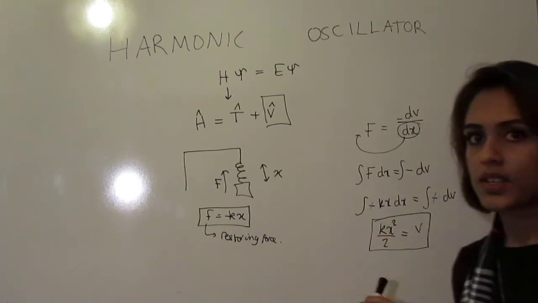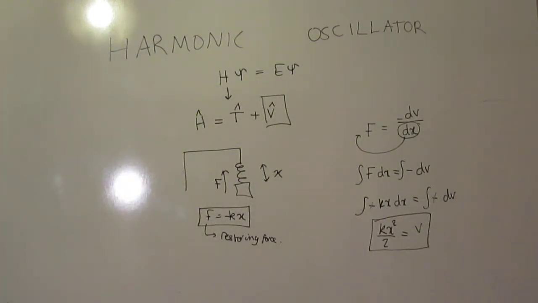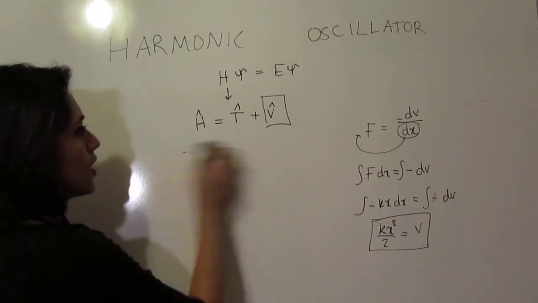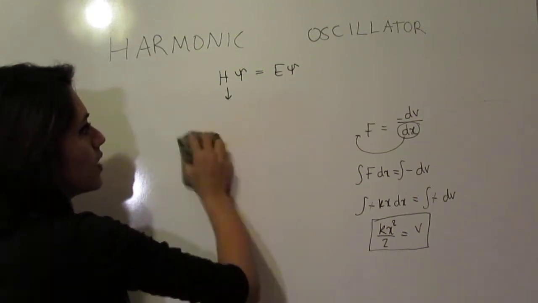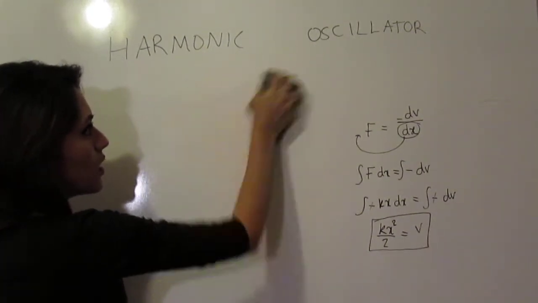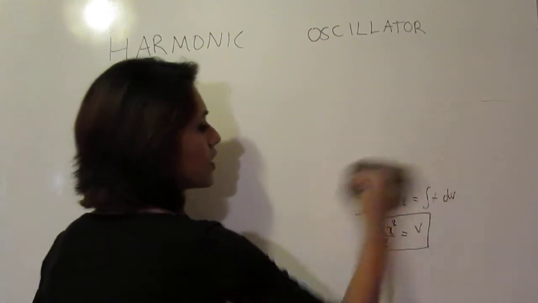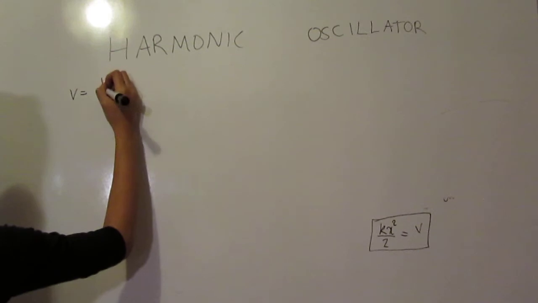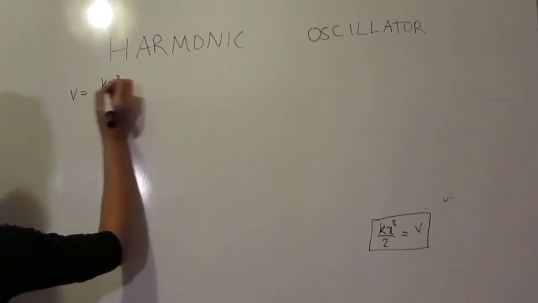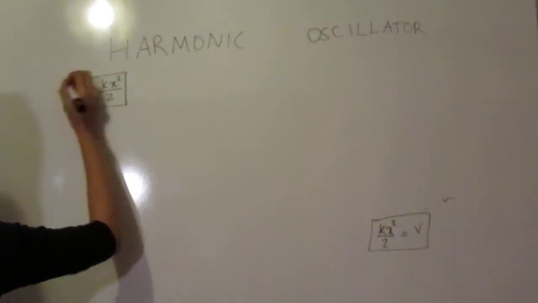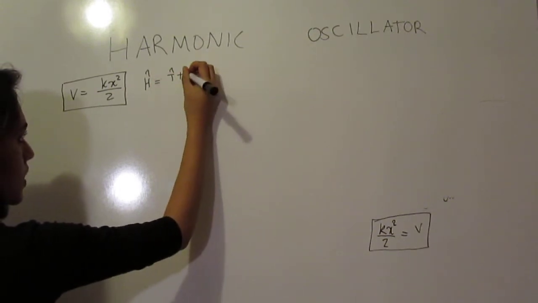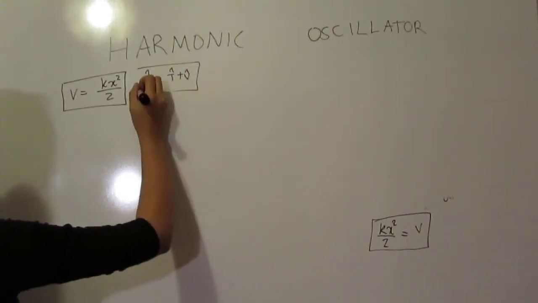This is a really important part, and we're going to keep that in a box. So I'm going to rub all this off and I'm going to put it here. V equals kx squared over 2, alongside which is also very important.